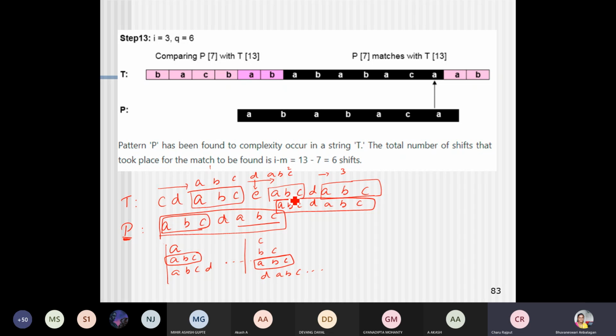Instead of going by one, we are just fixing pointers at specific positions. Yes, this is the way we are doing it. Okay, ma'am. Thank you. So I hope you can understand this algorithm. This is the KMP algorithm.